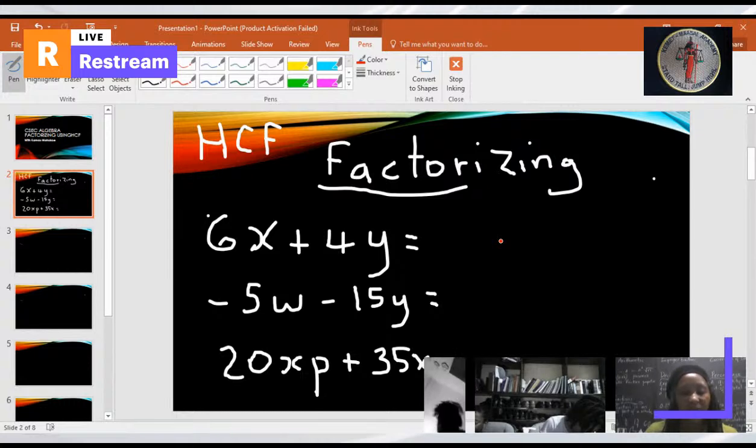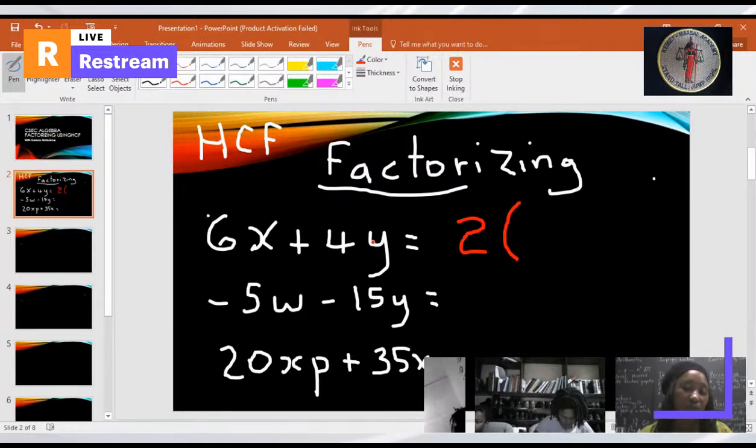In terms of the variables, the x and the y, is anything common? No, miss, because x can't go into y, y can't go into x. So we know that those variables are going to remain in the bracket. What goes in front of the bracket is the common term. So we said 2 is common, so we put it on the outside, and then we open our brackets.